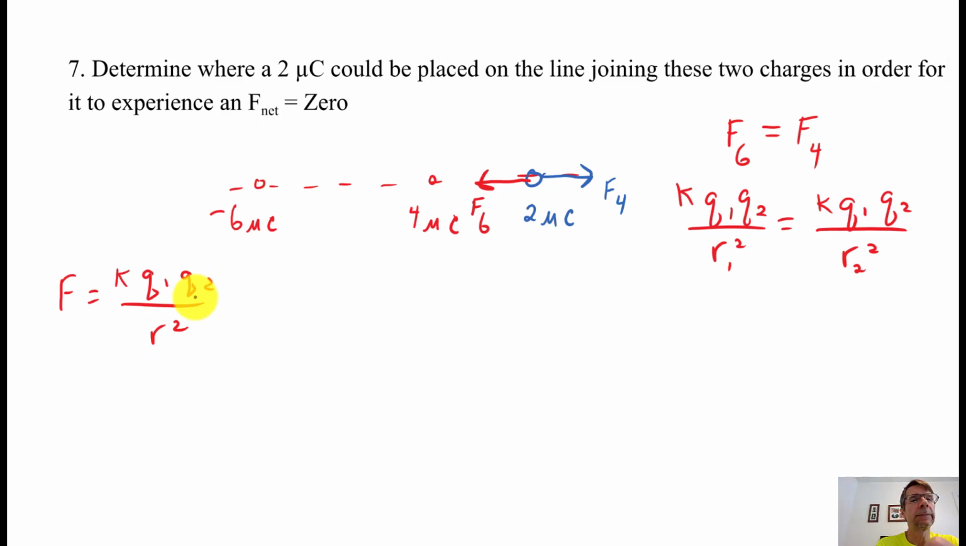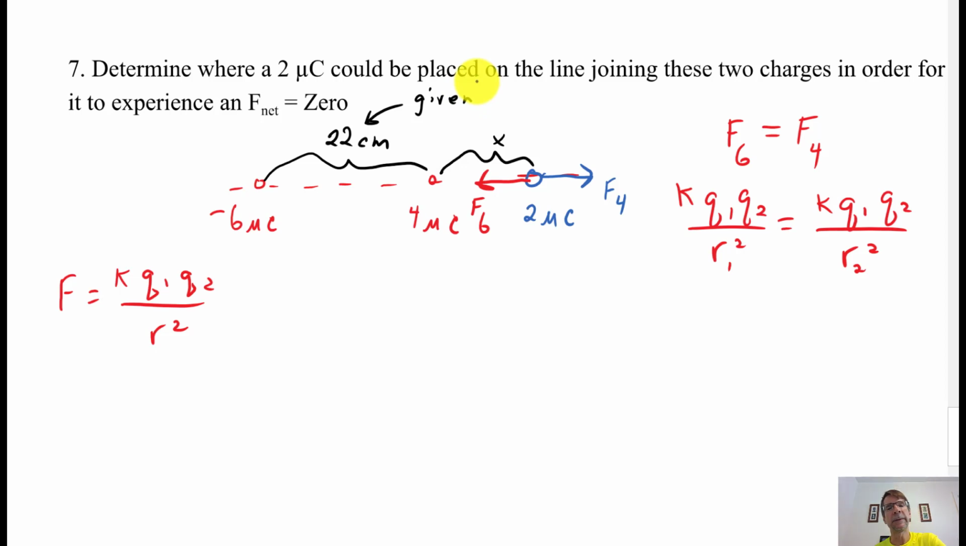Let me go to a different color here. I'm going to call this distance x. That's how far I am from the 4 microcoulomb charge. Now I also know that this distance is given as what? Oh, I wasn't given it. You have to be given that number, and it was 22 centimeters. That wasn't given, so I'm giving it to you now. That was in my literature and should have been written down. So that was given to be 22 centimeters, and the charges of -6 and 4 were given.